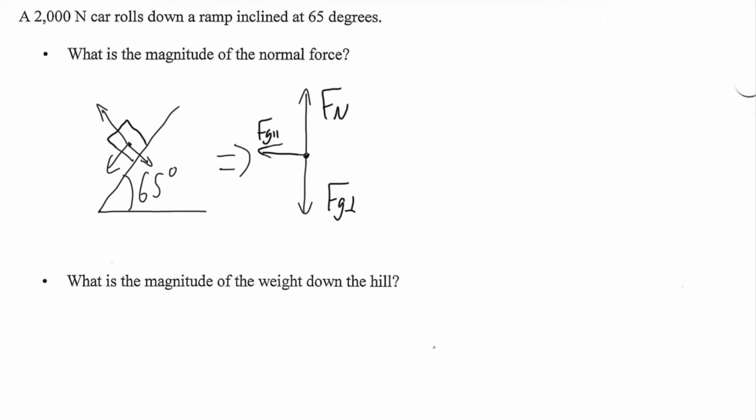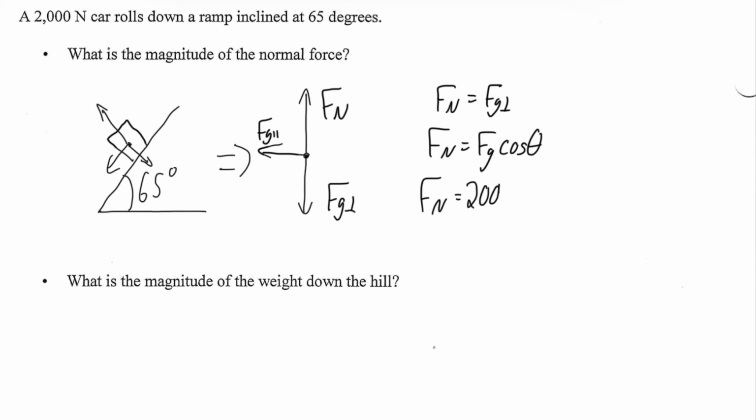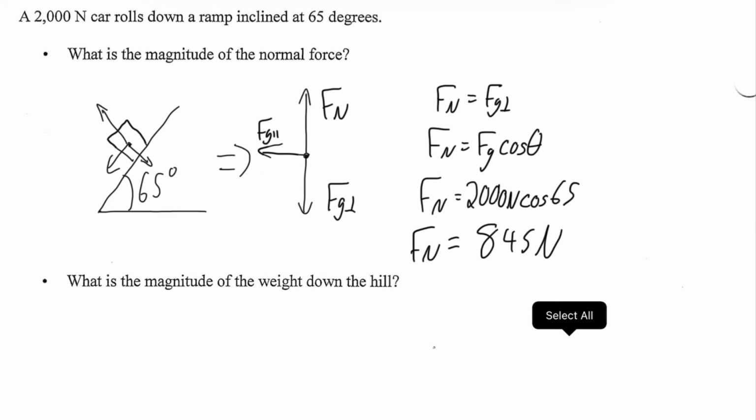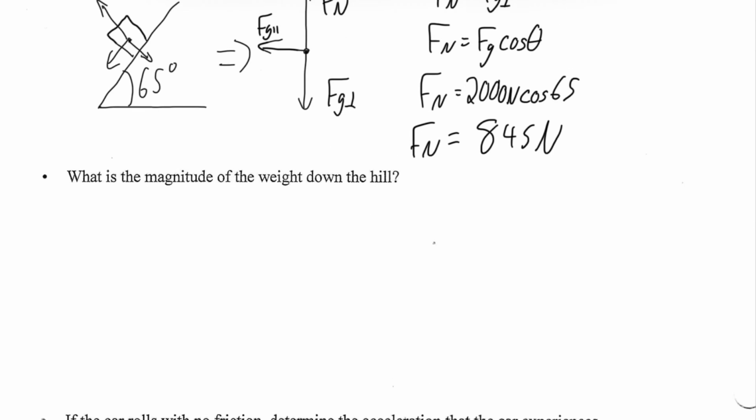So again, we'll see that our normal force is just going to be equal to our Fg perpendicular. Our Fg perpendicular is equal to Fg cosine theta. We can plug in our values again. So this is 2,000 newtons this time, and cosine 65. So when we plug this into our calculator, we'll find that we get 845 newtons, roughly.